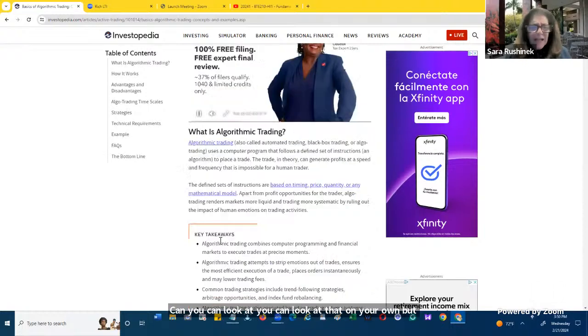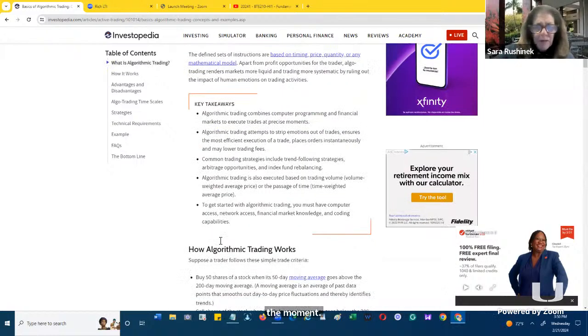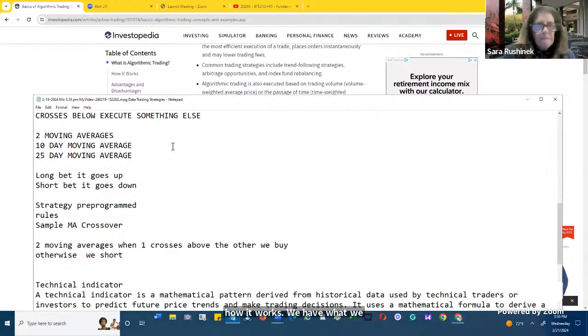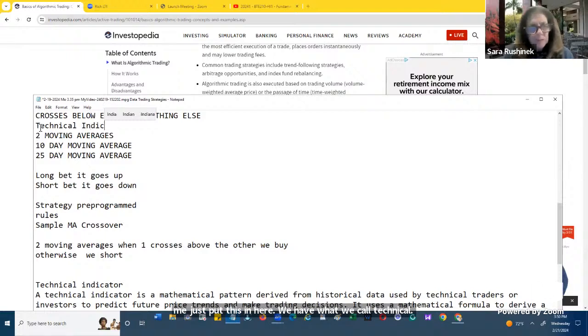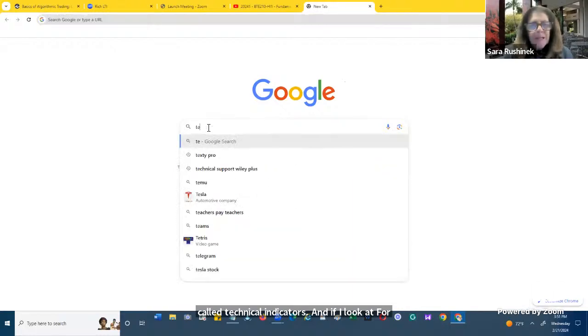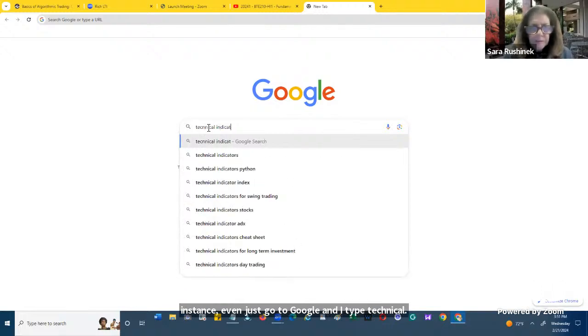But basically, when we think about algorithmic trading, what we're thinking about is combining computer programming and financial markets to execute trades at the moment. And when we're talking about how algorithmic trading works, we have what we call technical indicators. You can put that in your notes. If I go to Google and type technical indicators, what are they?